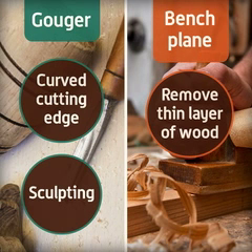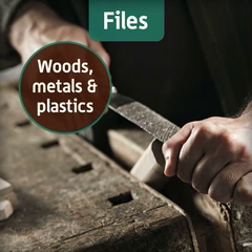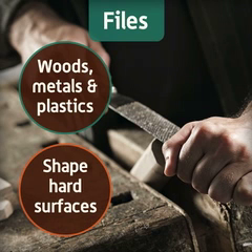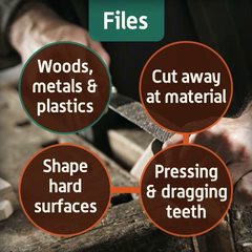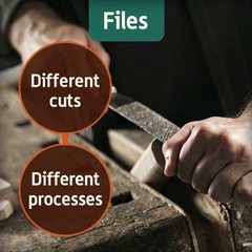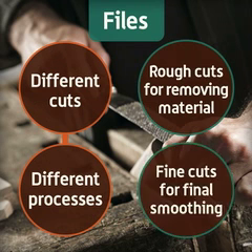A bench plane is used to remove a thin layer from a piece of wood placed on a bench and is ideal for shaping internal doors that don't quite fit. Finally, files are used on metals and plastics to smooth and shape hard surfaces by pressing and dragging hundreds of small teeth that cut away at the material. There are different cuts for different processes, with rough cuts for removing material and fine cuts for final smoothing.